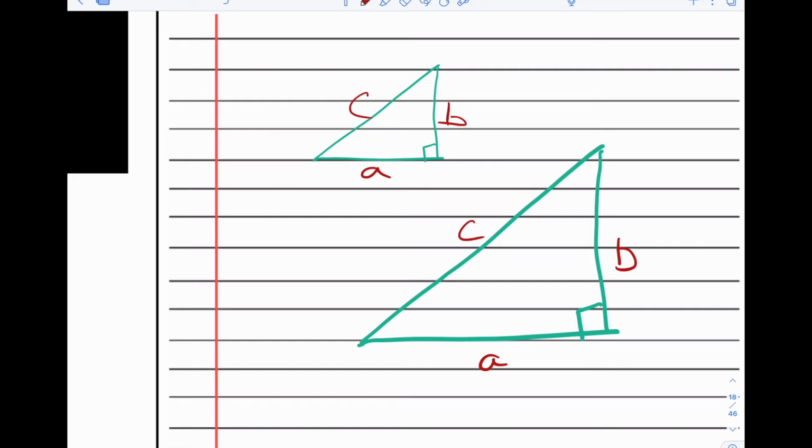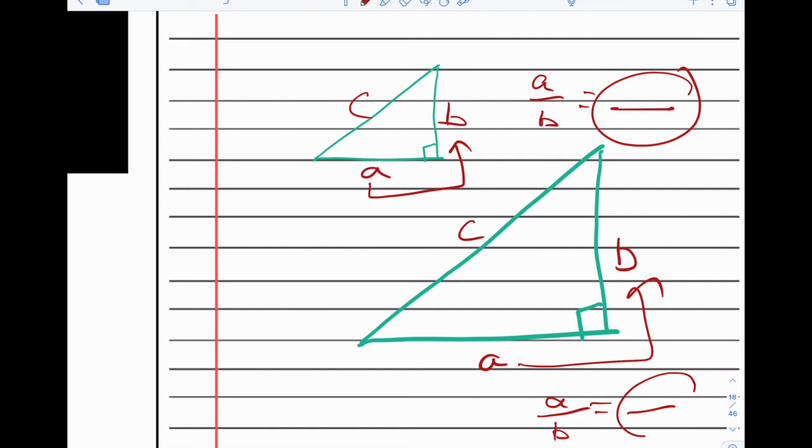So that means that the relationship between A and B here is going to be the same between here and here. So if we were to divide this A by this B, we'll get a number. If we were to divide this A by this B, we're going to get a number. And these two numbers are actually going to be the same. Okay, they're going to be the same. And hopefully that'll become clearer a little bit later. Get rid of all the red here.